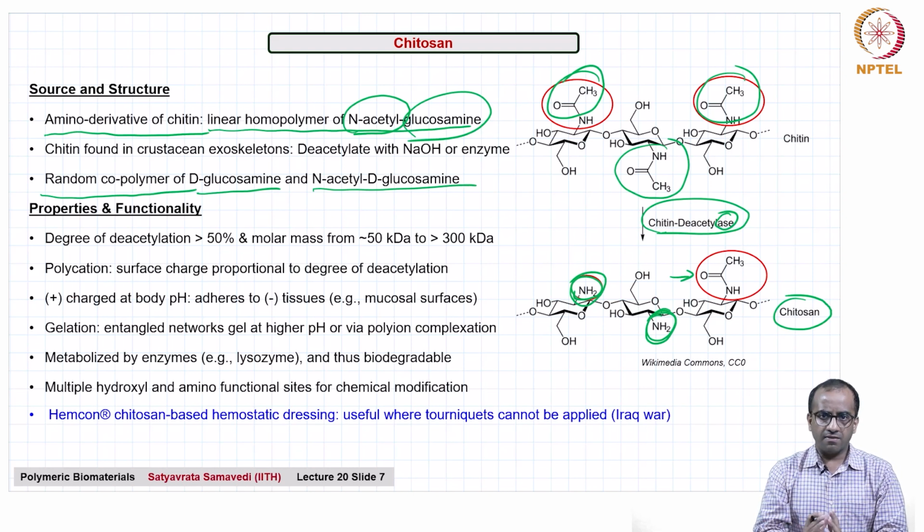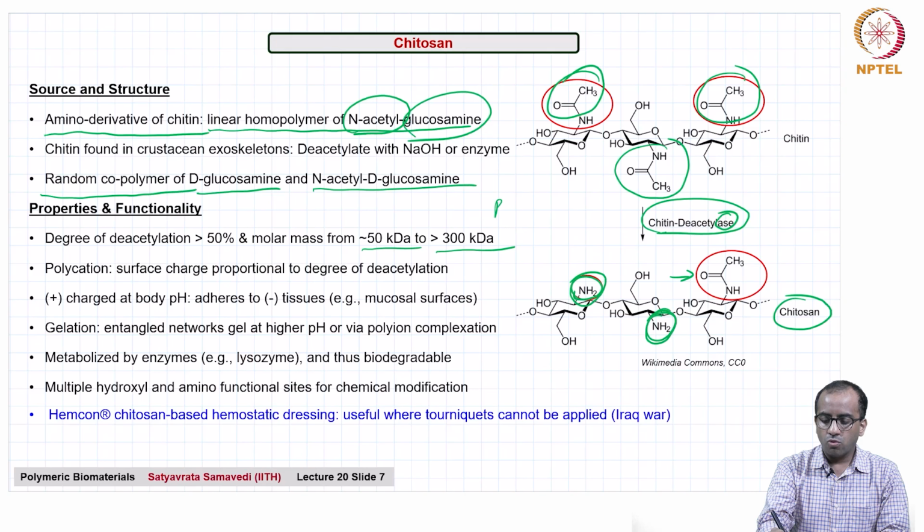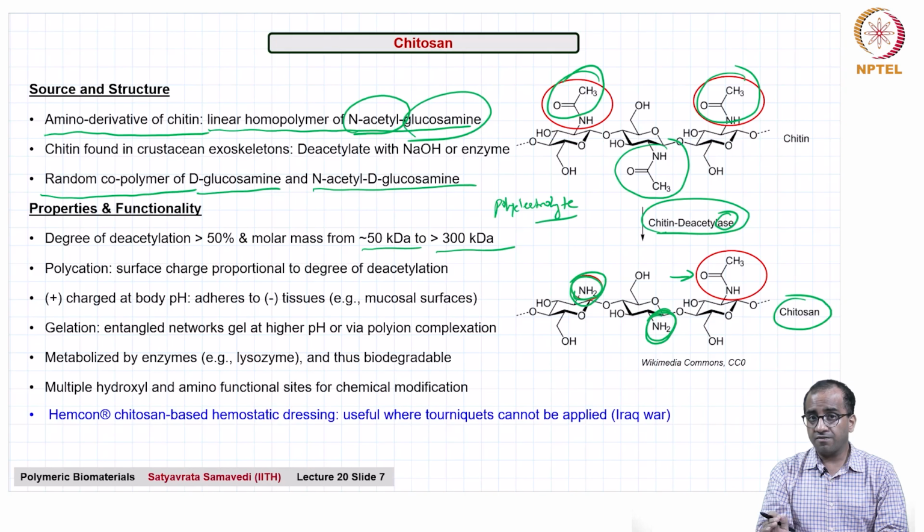Chitosan typically will have a fairly large percentage of deacetylation, typically more than 50%, and the molar mass can vary widely from say about 50 kilodaltons or so to greater than 300 kilodaltons. So, we are talking about long chains here, and this is what you would call a polycation, or more generally what you would call a polyelectrolyte, which is a polymer where you have the presence of a single type of charge along the chain.